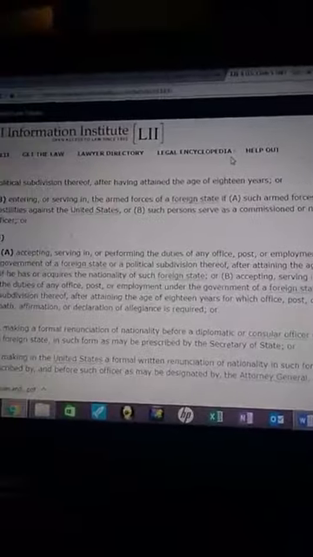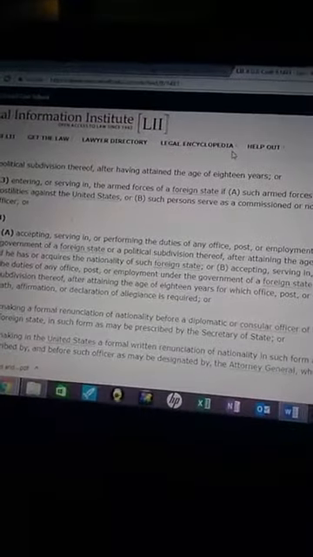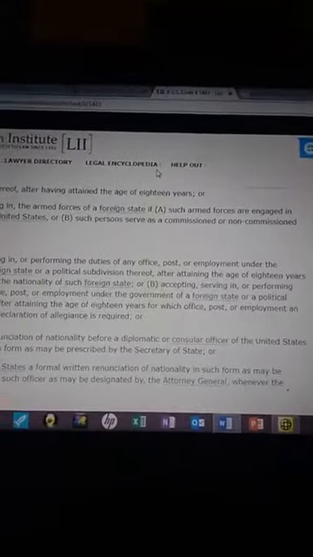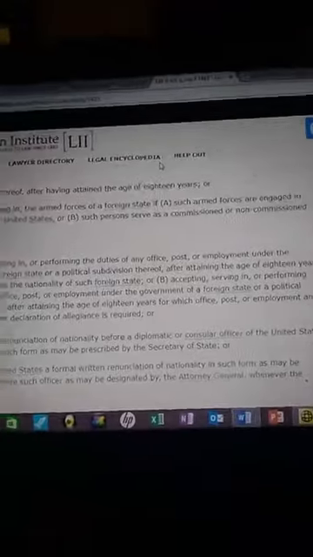Or you can do it this way. It says accepting, serving, or performing the duties of an office, post, or employment under the government of a foreign state or political subdivision thereof, after attaining the age of 18 years, if he has or acquires the nationality of such foreign state. Also accepting, serving in, or performing the duties of an office or employment under the government of a foreign state or political subdivision thereof, after attaining the age of 18 years, for which office, post, or employment an affirmation or declaration of allegiance is required.